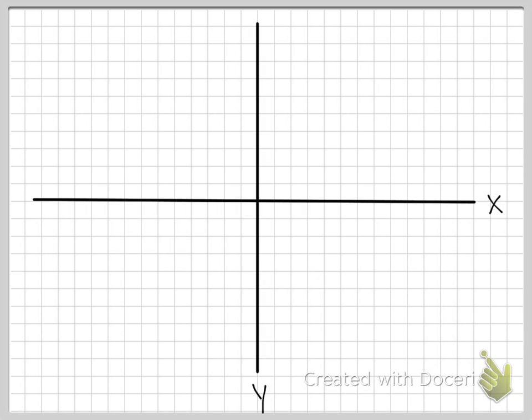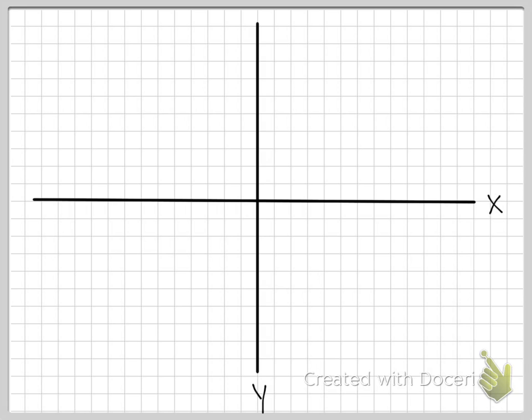Now, another thing that I want to point out to you is this point right here, right in the middle, where the X and the Y intersect, you see this? This point is what we call the point of origin. This is always our starting point.